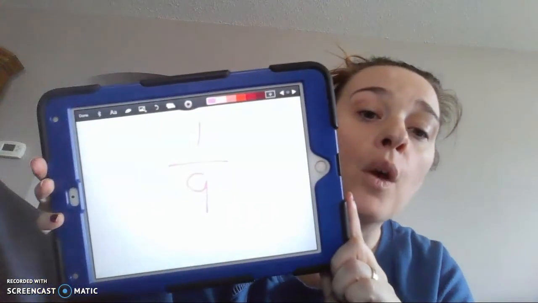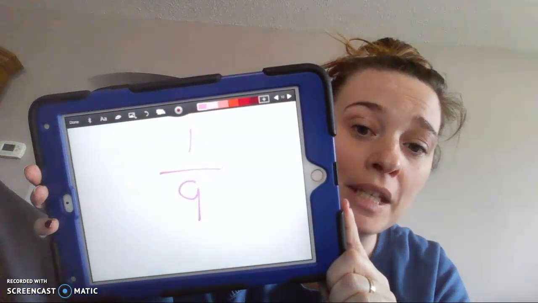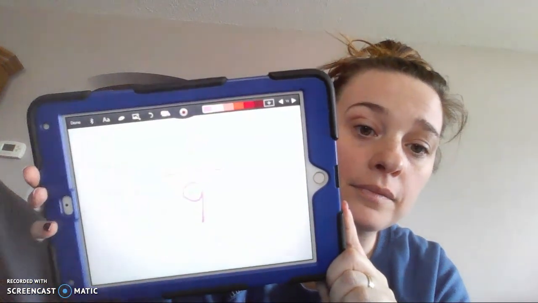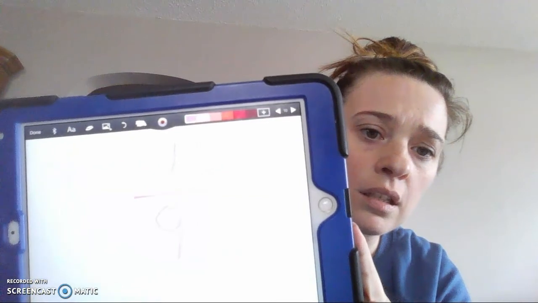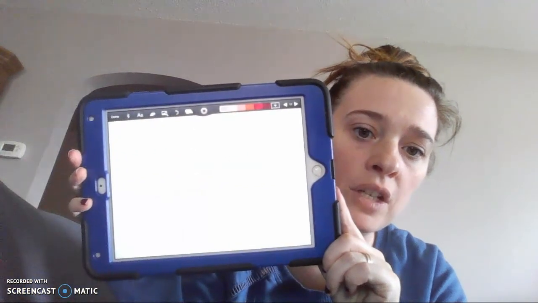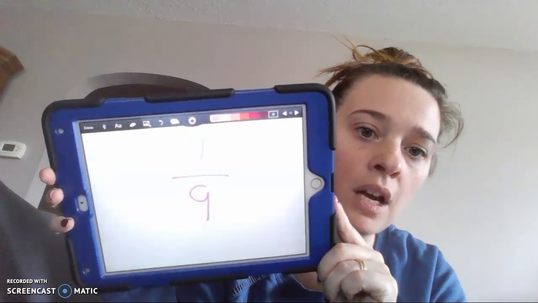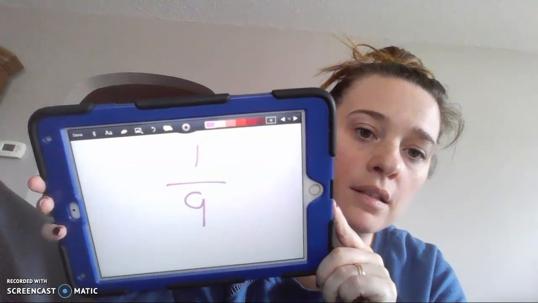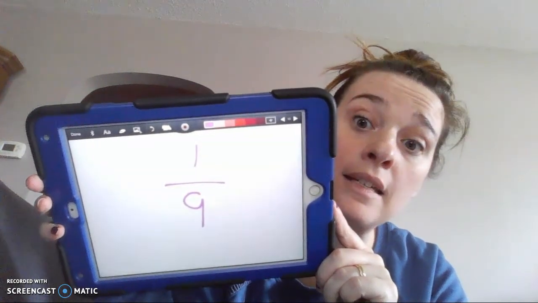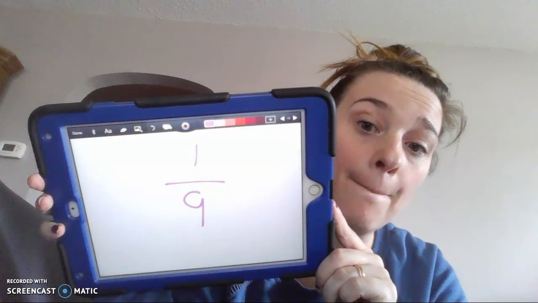Last one. Which number is my denominator? It's kind of hard to see. The reflection is not working here. What's happening? Where'd it go? There it is. Right, 9 is the denominator. It's down on the bottom.